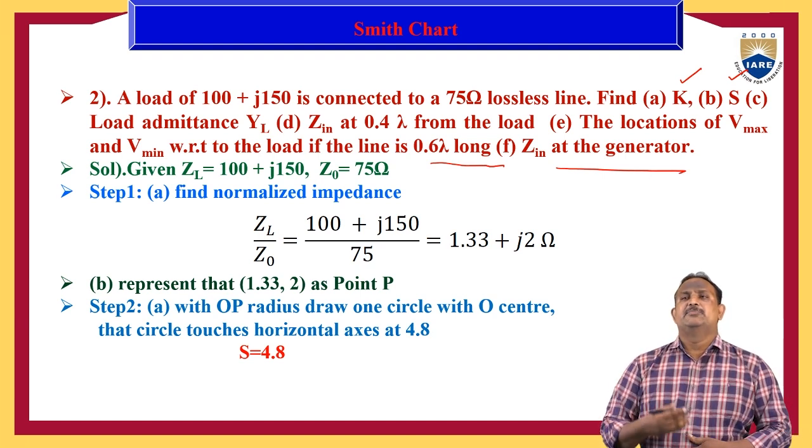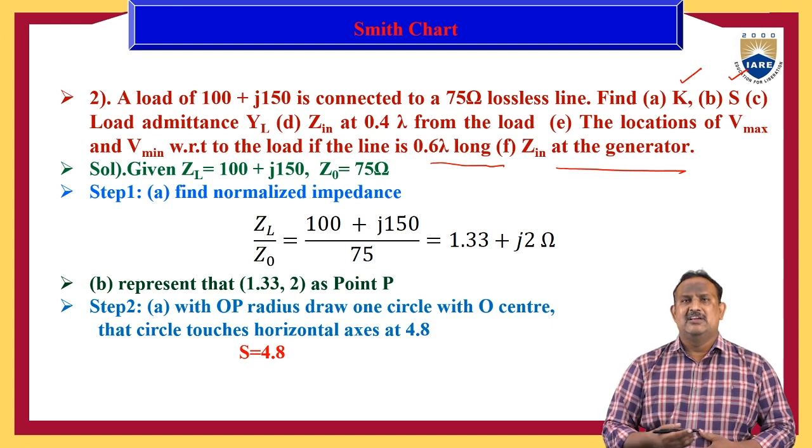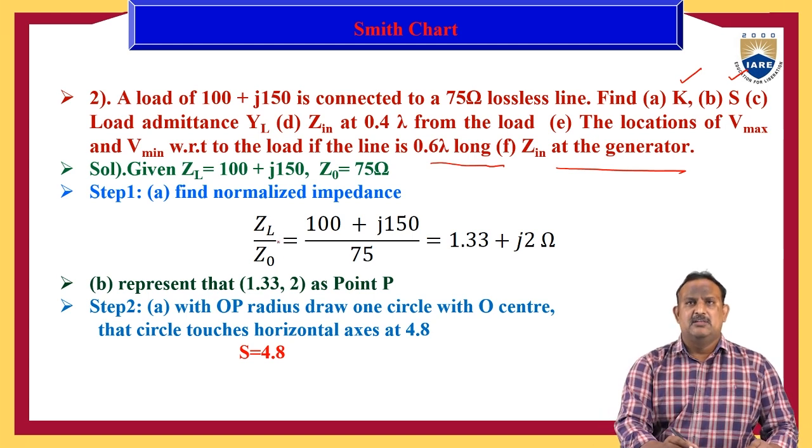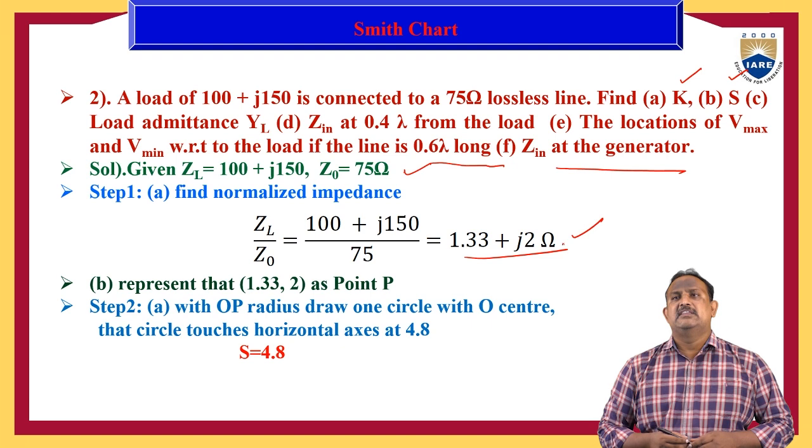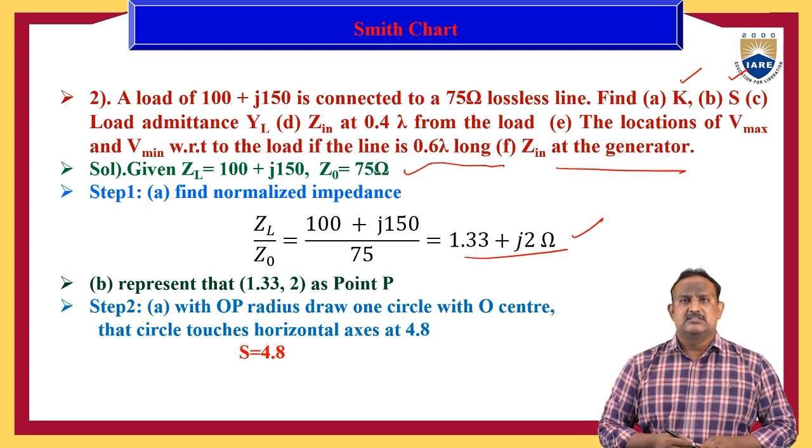So first, to find all these parameters, we need to find the normalized impedance value. We can find the normalized impedance as ZL by Z0, where ZL equals 100 plus j150 and Z0 is 75 ohms. Therefore, 100 plus j150 by 75 is 1.33 plus j2 ohms.